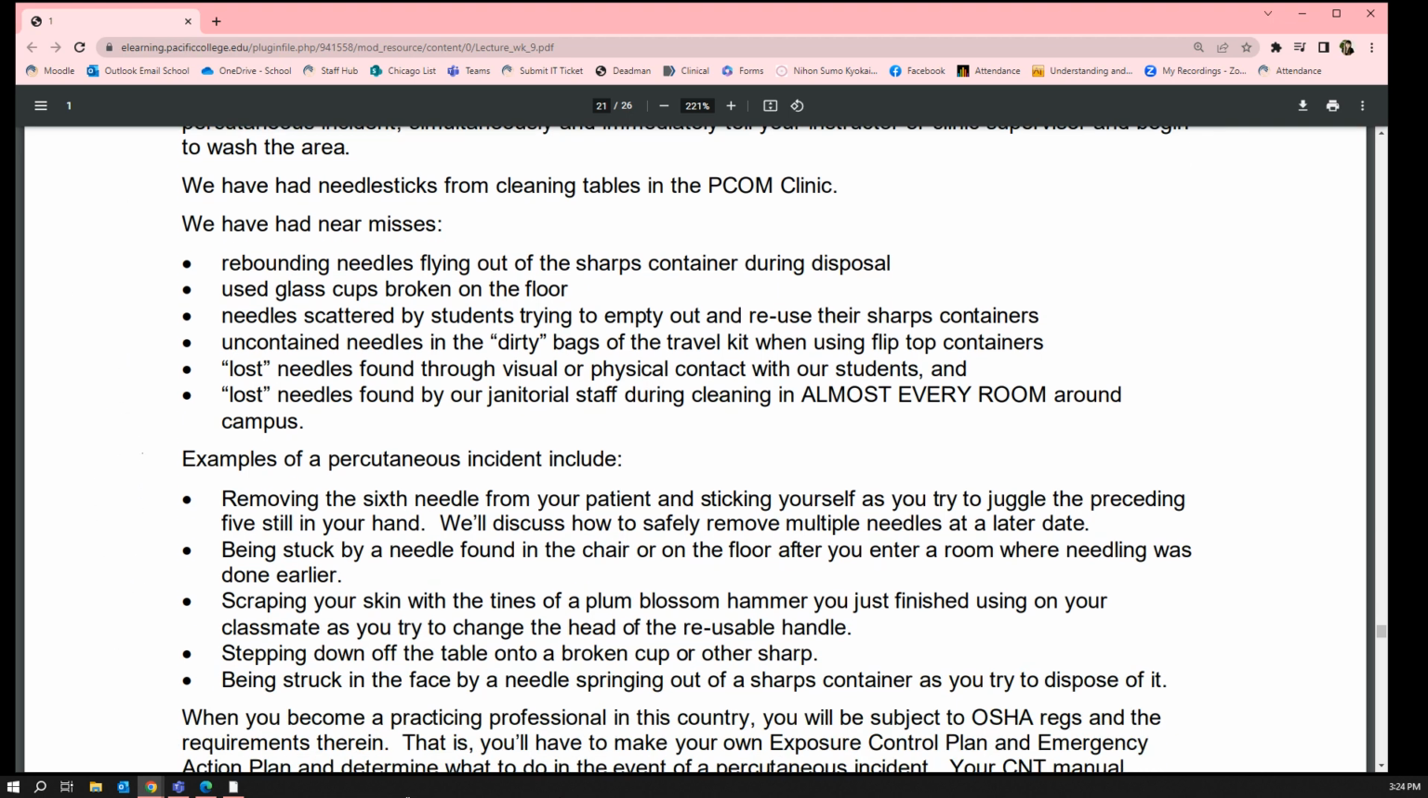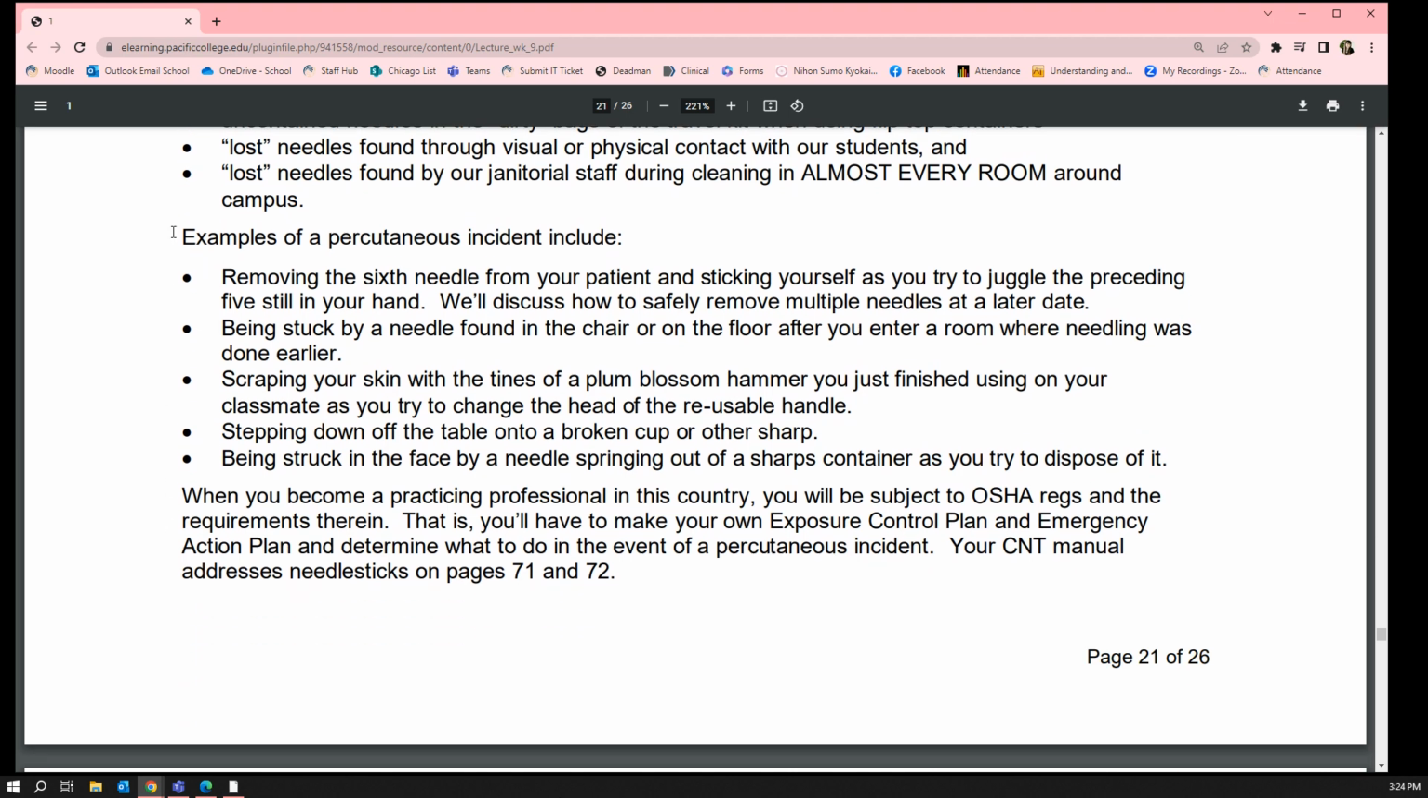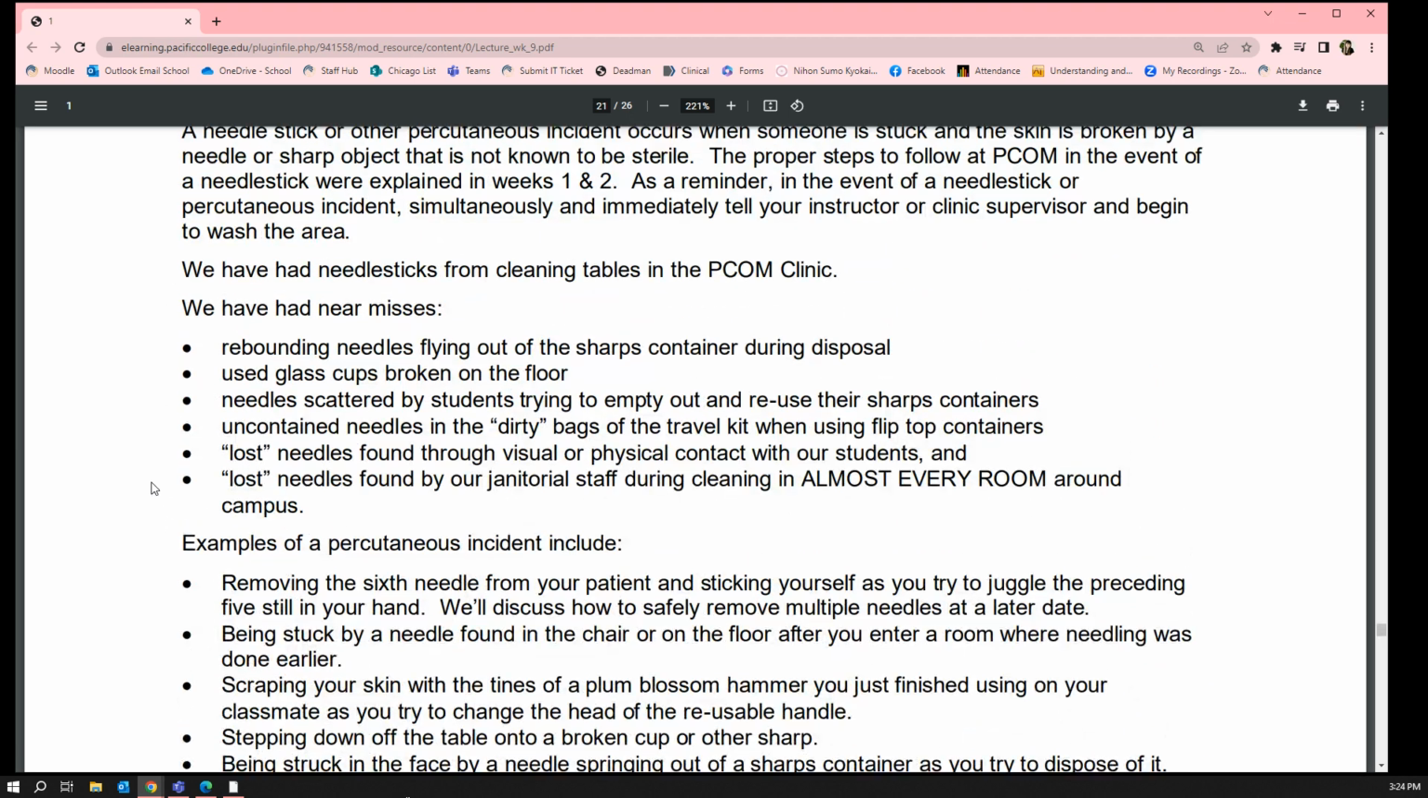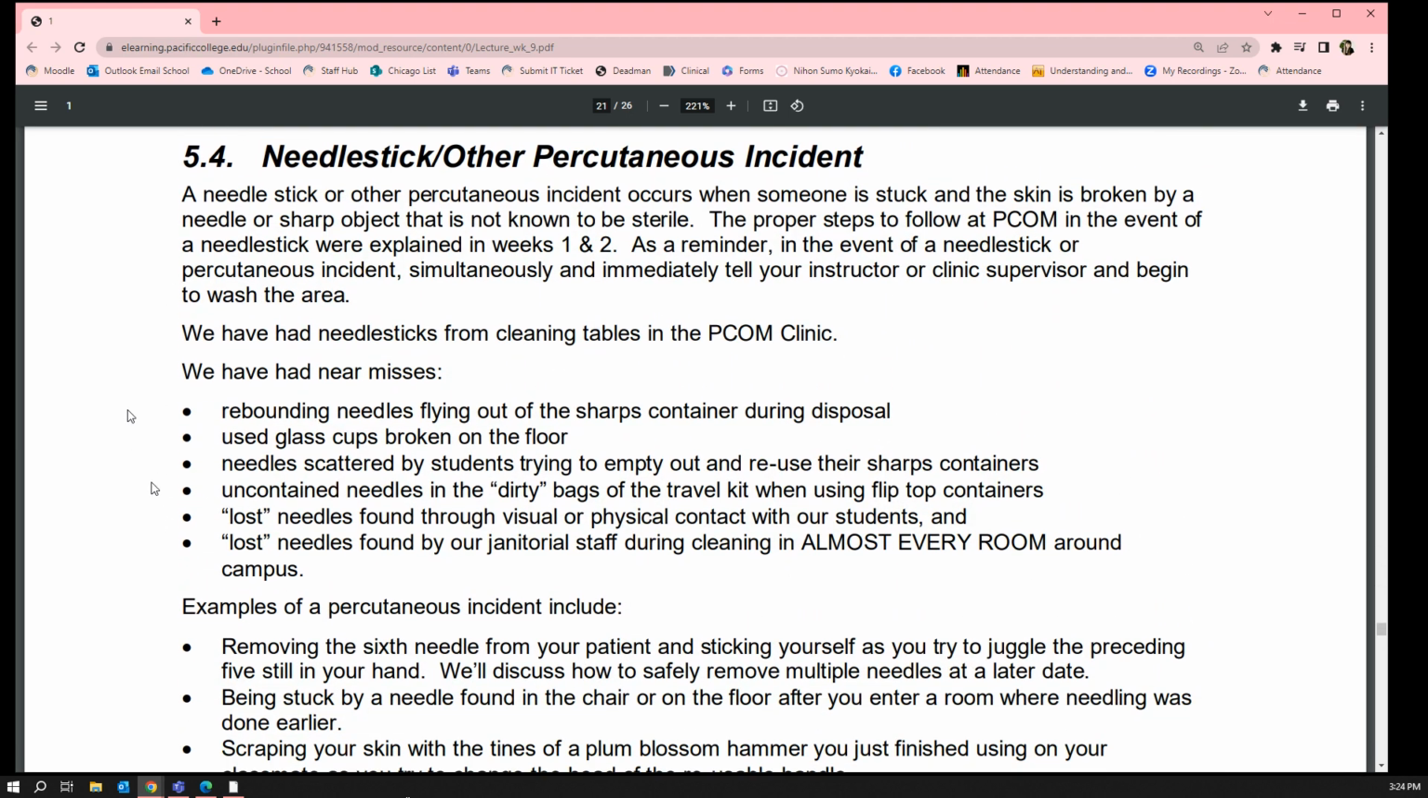You can read about these. You can also read about these examples of percutaneous incident. I strongly encourage you to think about these various unwanted side effects and occurrences as real world situations.